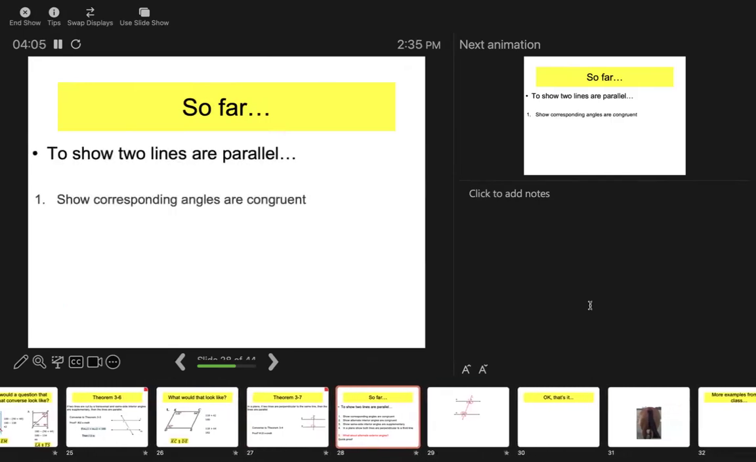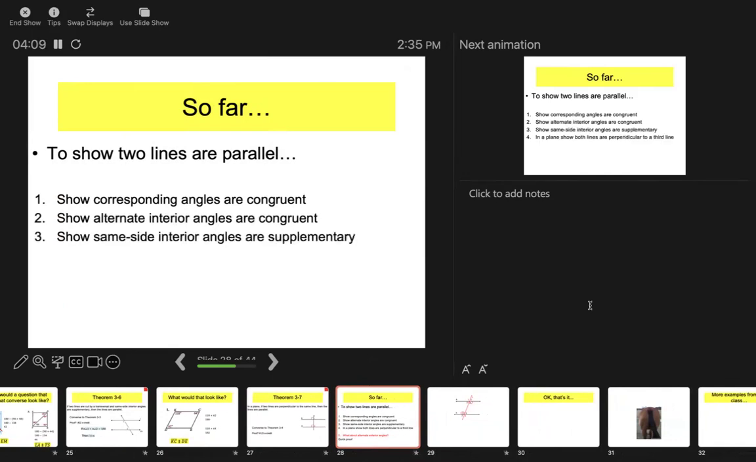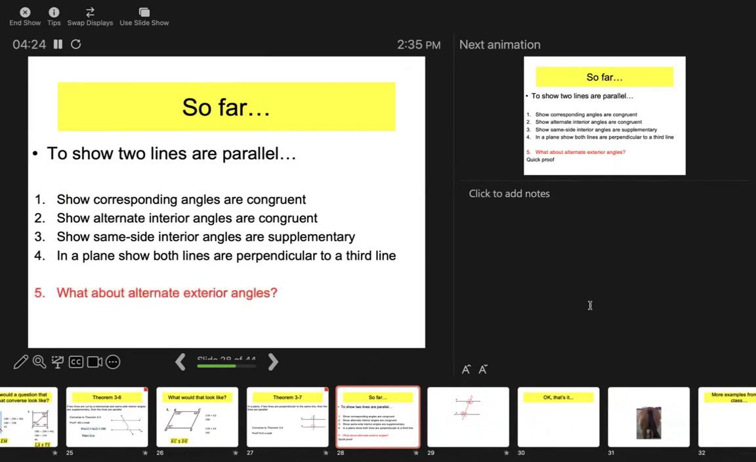All right. So far, to show two lines are parallel, show the corresponding angles are congruent, or show the alternate interior angles are congruent, or show the same side interior angles are supplementary, not congruent. And lastly, the minor one, which is really corresponding angles: in a plane, show that both lines are perpendicular to a third line. Notice we have not talked about alternate exterior angles at all.